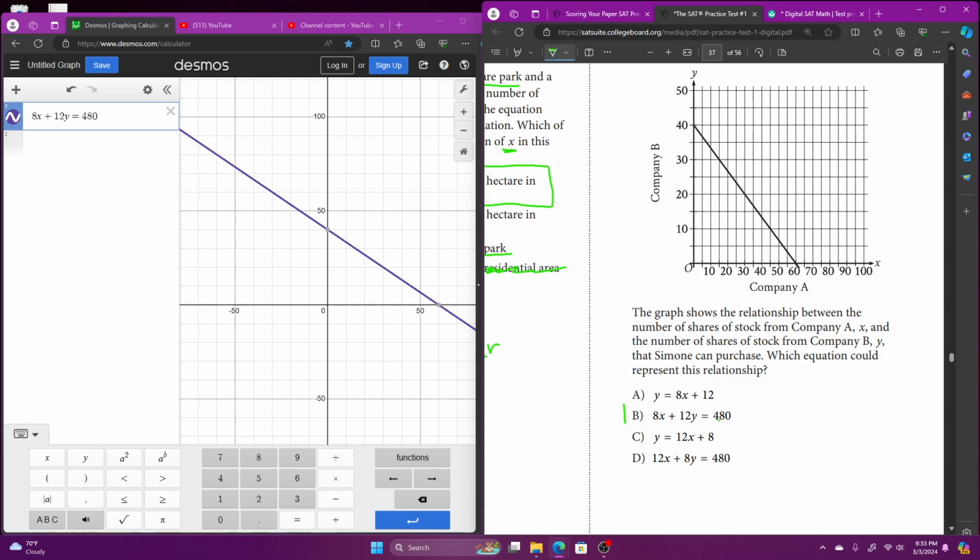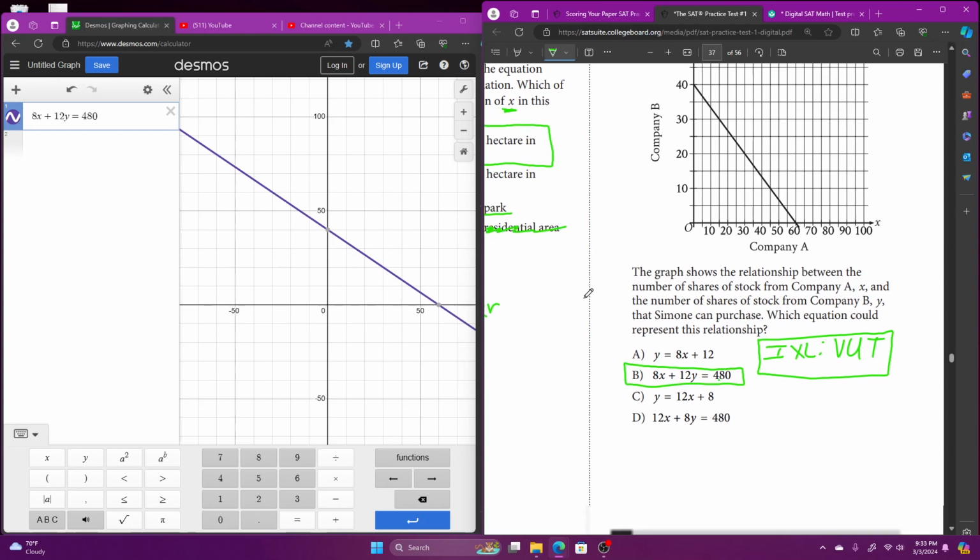And if you want practice for more similar questions to this on IXL, if Khan Academy is not your jam, I found lesson VUT to be similar.